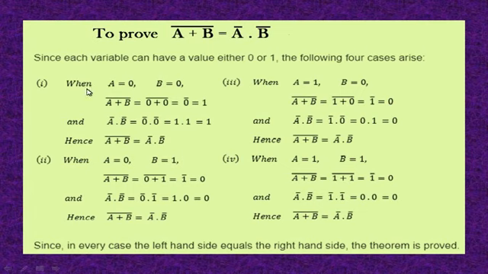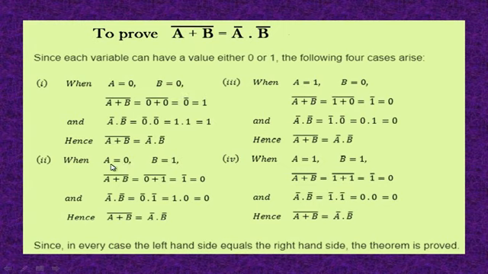Now, let us prove. When A is equal to 0, B is equal to 0, this is case 1. LHS is equal to 0 plus 0, and complement of 0 will be 1. While RHS, A complement dot B complement, is equal to complement of 0 dot complement of 0, is equal to 1 dot 1, that is equal to 1. In this way, LHS is equal to RHS. So, De Morgan's theorem is proved for case 1, when A is equal to 0 and B is equal to 0.